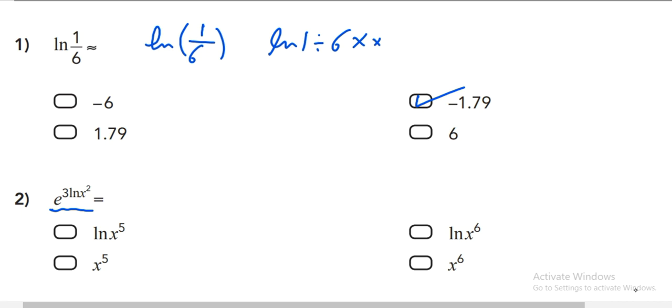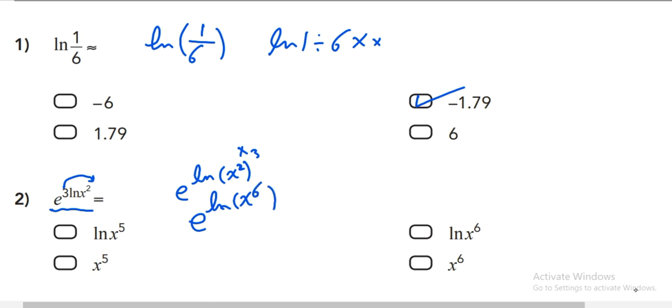Here we have e to the power 3 multiplied by ln x to the power of 2. As we said before, when we have a constant multiplied by ln, this constant will be a power to the expression, so it will be e to the power ln x to the power of 2, all to the power of 3. From properties of exponents, power inside, power outside will be multiplied by each other: e to the power of ln x to the power of 6.